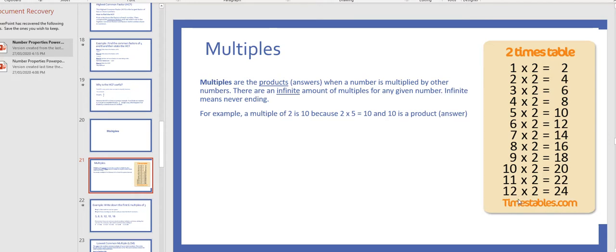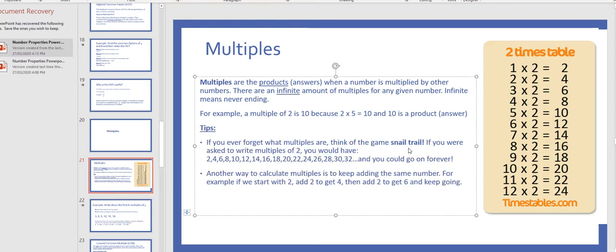Yes, our timetables usually stop at 12, our 12 timetables is what we learn, but we can keep going. Can I go 2 times 13? Yes. And 2 times 14, 2 times 15, it's never ending. But multiples are the answers, the products, and that's what they are.